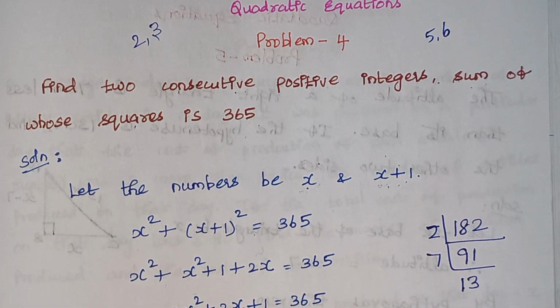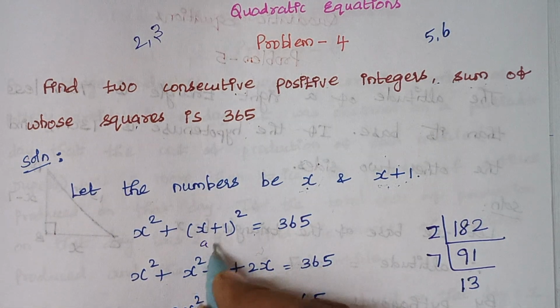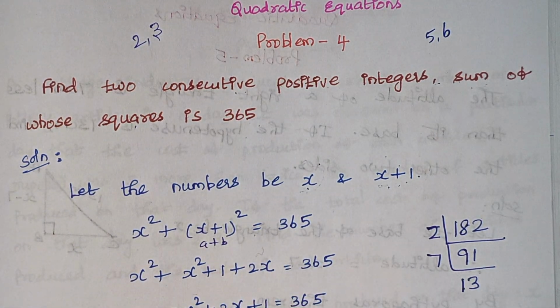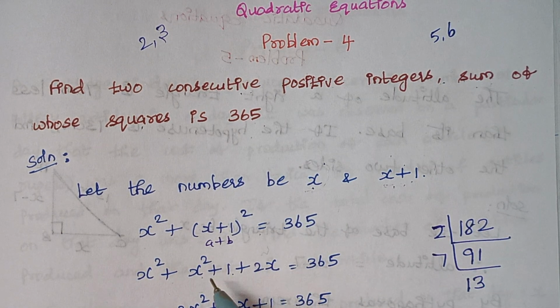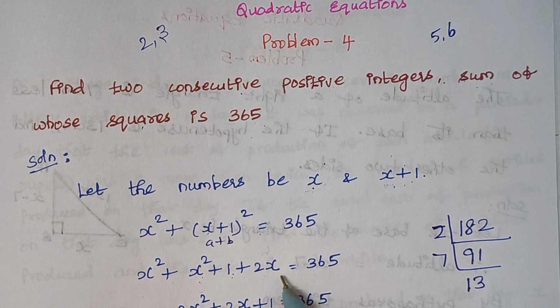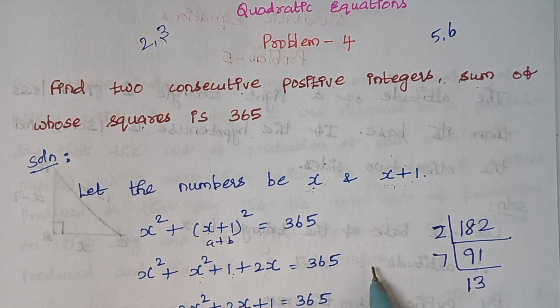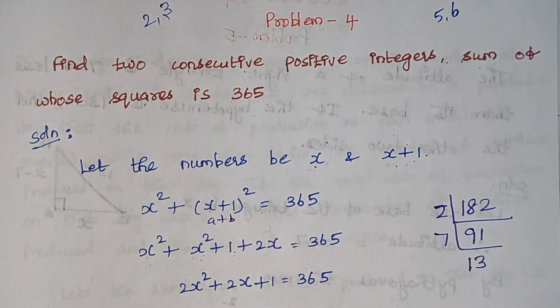So again here, this is of the form a plus b whole square. So you have to expand. What is the formula? It is a square plus b square plus 2ab. In the place of a, we have x. So x square plus 1 square plus 2 into 1 into x, which is 2x, equal to 365. Now we have two x square terms, so just add. So 2x square plus 2x plus 1 equal to 365.